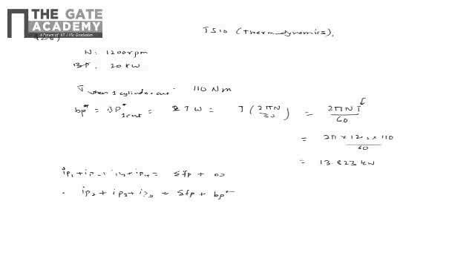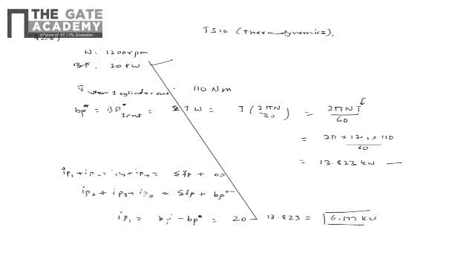If you subtract the second equation from the first, I get IP1 as the difference between the old and the new brake power. The old is 20 when everything is running, minus the new, 13.823, so this comes out to be 6.177 kilowatt. So this is the indicated power.